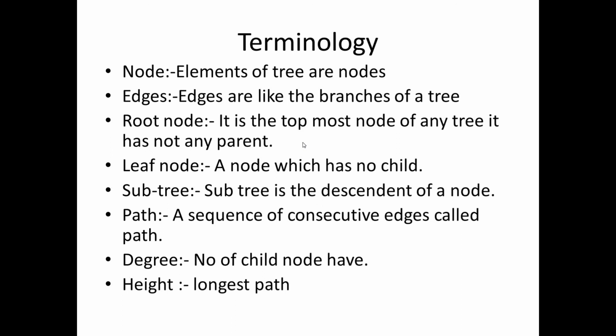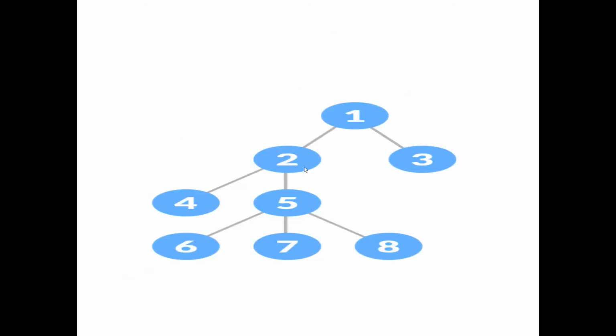Now there is some terminology. First of all, what is a node? Nodes are basically the elements of a tree. As I already explained, this 1, 2, 3, these are the nodes. So a tree consists of some nodes.